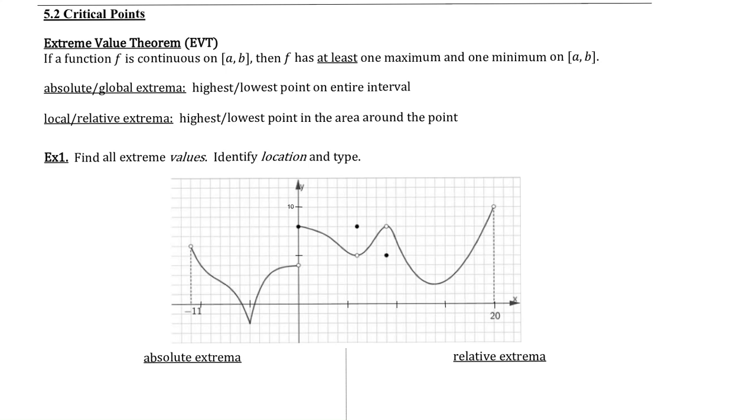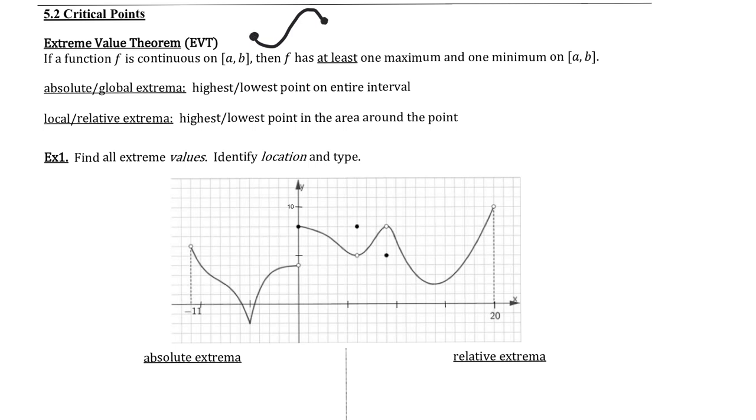Okay, 5.2 critical points. We're going to start off with the extreme value theorem, which is one of the big theorems of calculus. So if a function f is continuous on the closed interval [a, b], let me sketch a possibility. Maybe something like this. This is continuous. It's closed because it includes the endpoints.